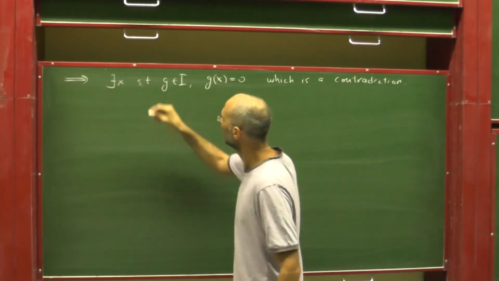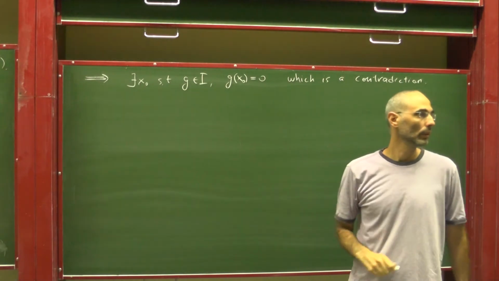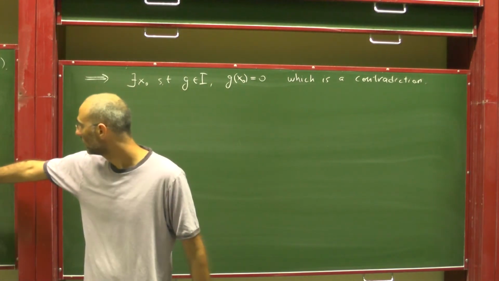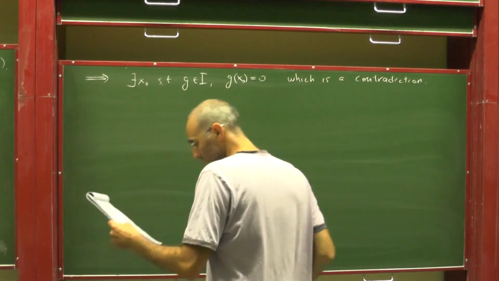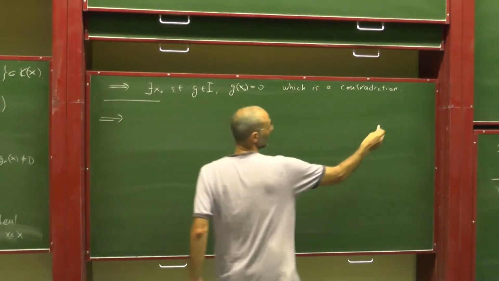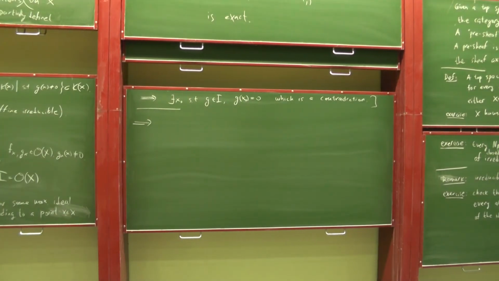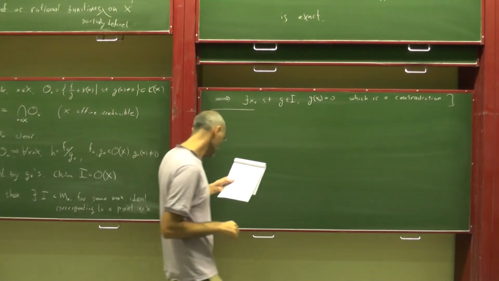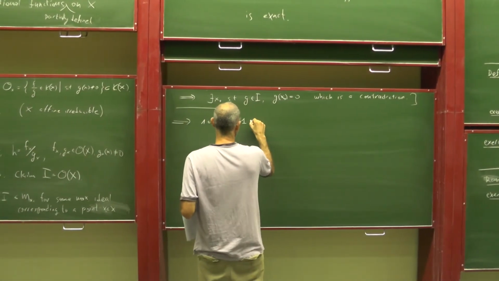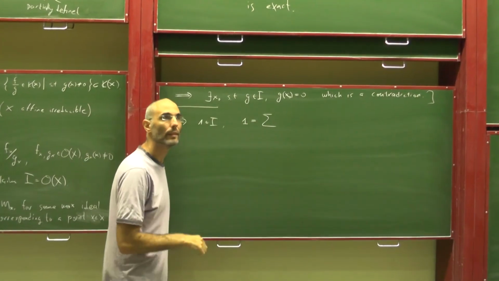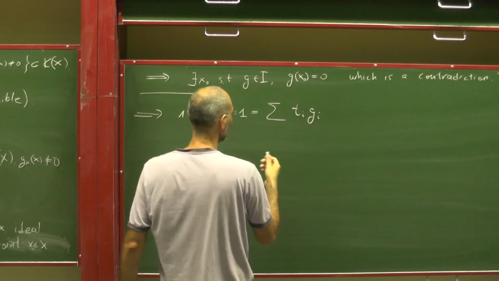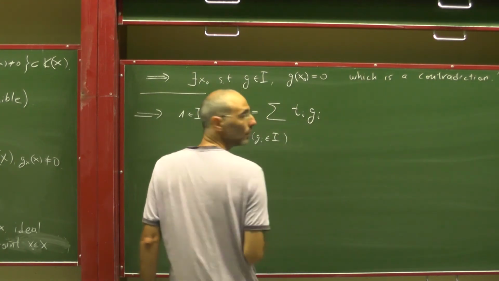Why? Because g sub x0 is there. Right? The specific g sub x0 cannot satisfy this. Okay. So from this, I get that 1 is in I. And this means that I can represent 1 as some linear combination of elements in I. With clear notation, this would be some finite sum, sum of t_i g_i, where g_i is in I. This is finite.